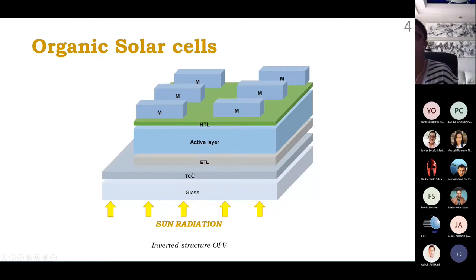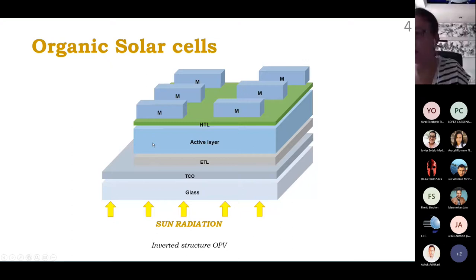The structure is composed of a TCO, normally a commercial material, an FTO or ITO. Next, we have the ETL layer, the electron transport layer. It is normally an N-type semiconductor. Usually we can place in this position zinc oxide, titanium oxide, cadmium sulfide, or a polymer such as PFN. The active layer is the best layer, the most important.